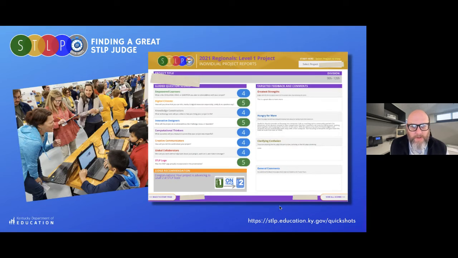That feedback shows up in different ways. Here's one example. This is our level 1 project feedback from last year. You can see that it's a sort of a bright, colorful report that ended up back to the STLP coaches and then shared to the STLP students. It's pulled straight from the feedback that the judges provide.